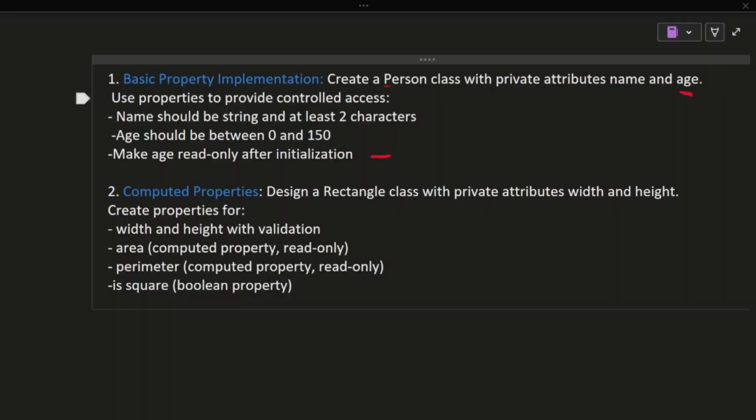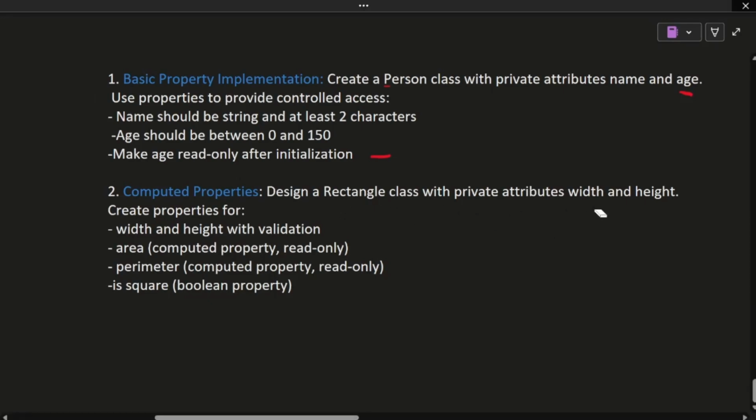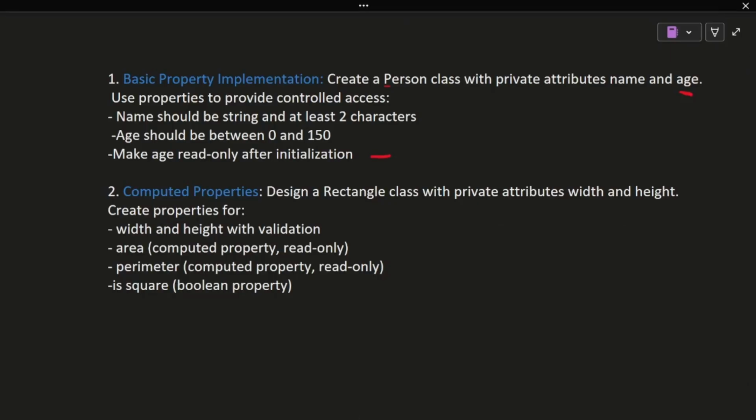So in the next video, we'll look at designing a rectangle class with private attributes, width and height. Design a rectangle class, private attributes, width and height. Create properties for width and height with validation. Area computed property, read only. Perimeter computed property, read only. Is square boolean, read only.